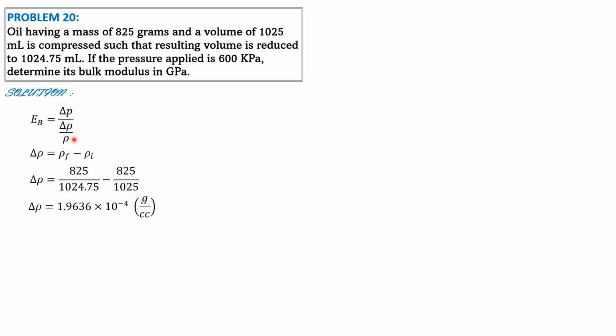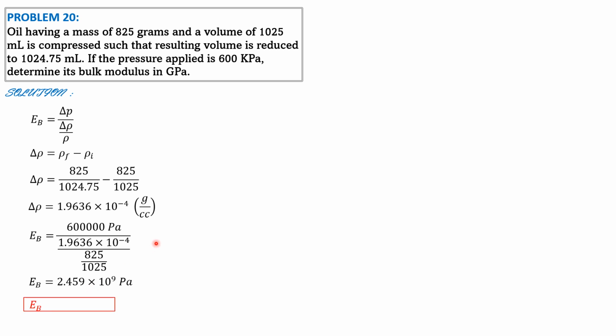Then initial density rho is 825 over 1025. So substitute into the formula. Bulk modulus is equal to 600,000 pascals over 1.9636 times 10 to the negative 4 gram per cubic centimeter over 825 over 1025 milliliter or cc. So that is consistent. E sub B therefore is equal to 2.459 times 10 to the 9 pascals or 2.459 gigapascals.